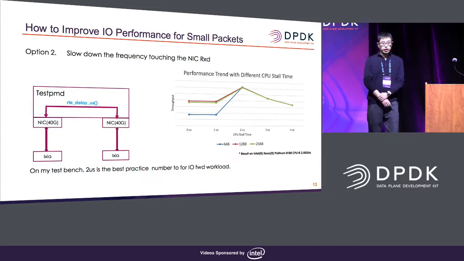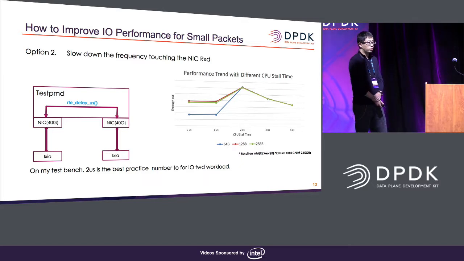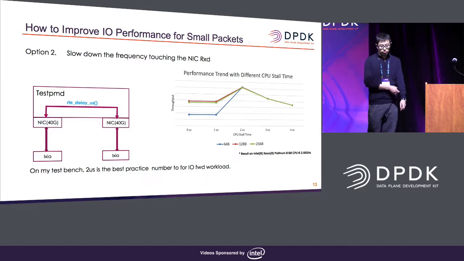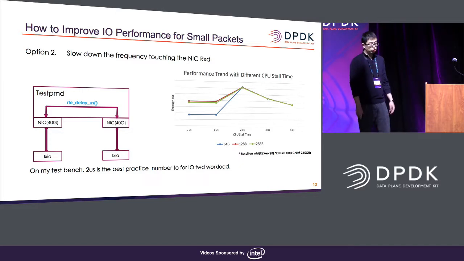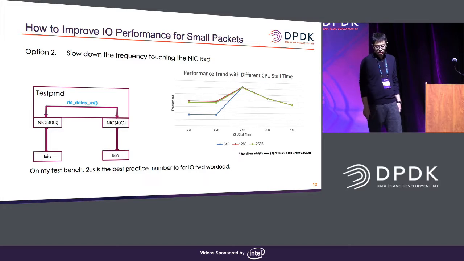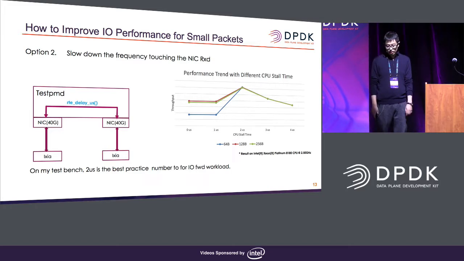Also, if we can't reduce the RX pressure at the NIC side, we may reduce the RX pressure at the CPU side. We can let the CPU fetch from the NIC RX descriptors a little slower. In this scenario, for the testpmd IO forward, we add about 2 microseconds delay to the CPU. That means the CPU will fetch from the NIC a little slowly, and we can see a huge performance gain at different small packet sizes.